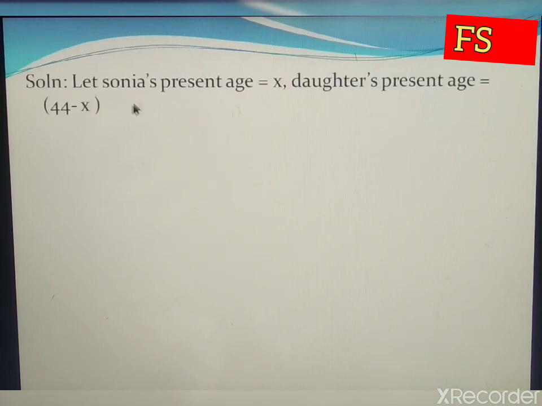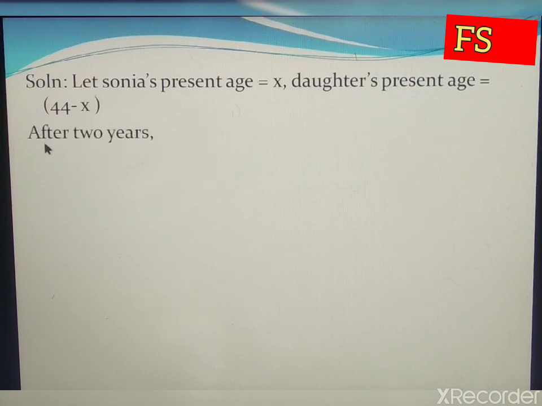So now, Sonia's present age is x. Daughter's present age will be 44 minus x. So why 44 minus x? Because the total of Sonia and daughter's age is 44. So if we have considered Sonia's age to be x, then out of 44, if we subtract x, it will be the present age of the daughter.